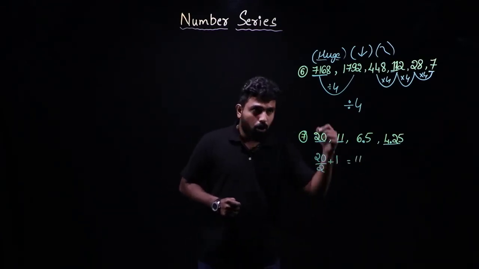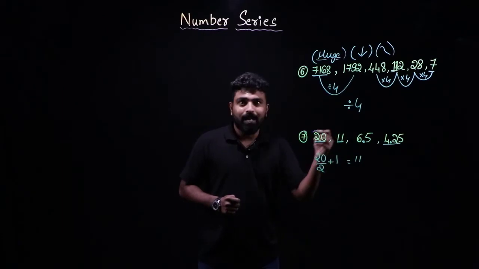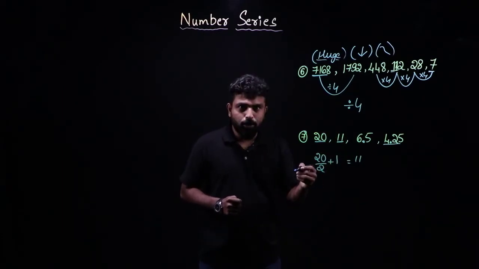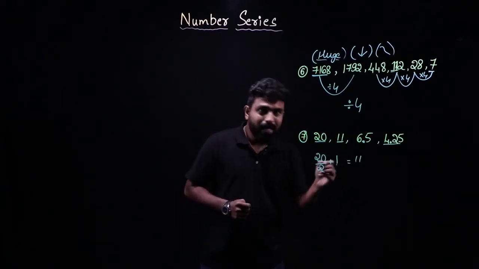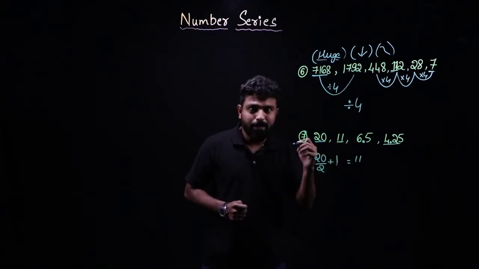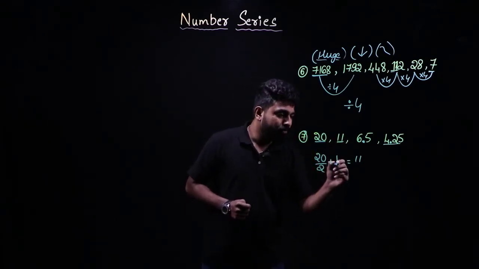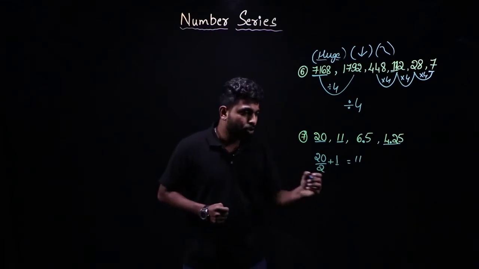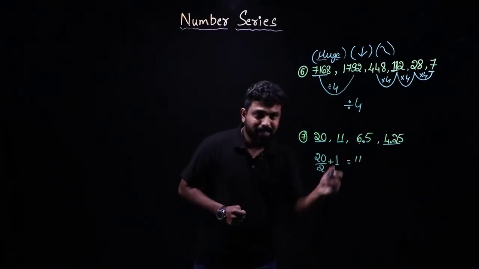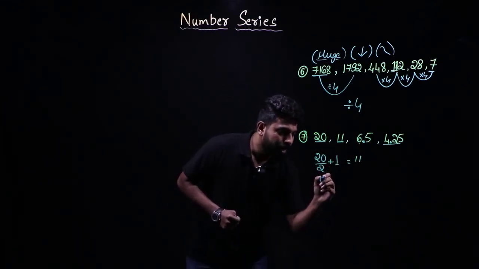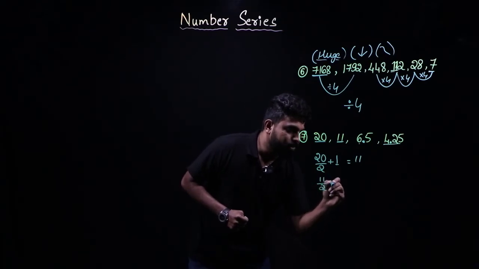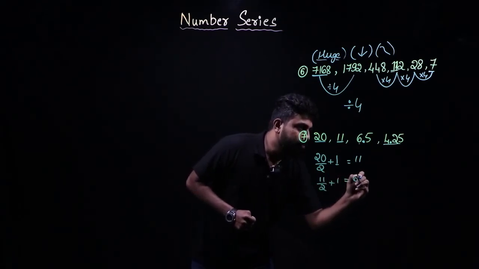So let me check this logic for the next term as well. What is 11 divided by 2? 11 divided by 2 is 5.5. 5.5 plus 1 is 6.5. So what can I write 6.5 as? 6.5 can be written as 11 divided by 2 plus 1. So it's nothing but 6.5.